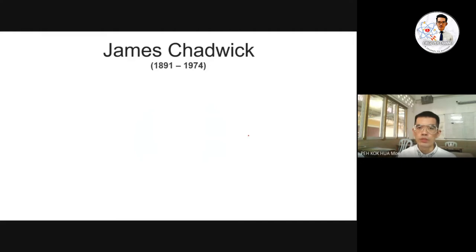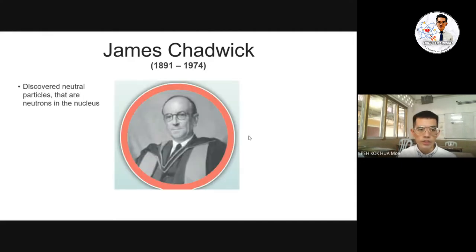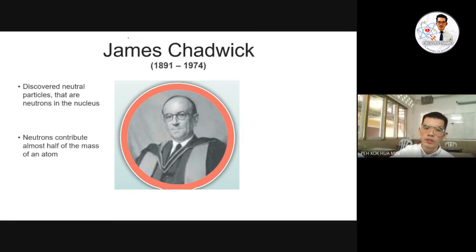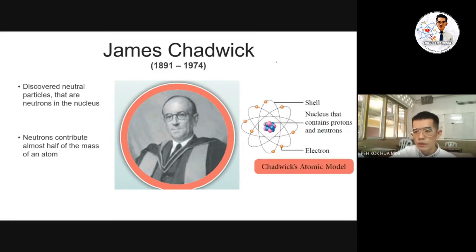So the next will be James Chadwick. He discovered neutral particles. There are neutrons in the nucleus. So that means Chadwick is the first person to discover the neutron in the center of the atom. The neutron contributes almost the same mass of the atom. So that means half of the mass comes from the neutron and the other half comes from the proton. So this is the model of Chadwick. It is what we actually study now.